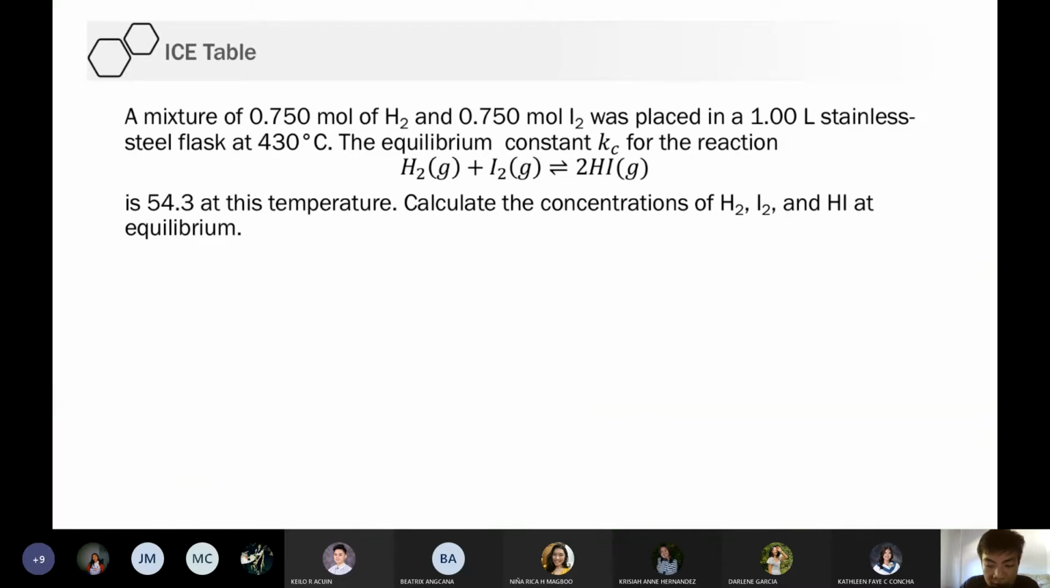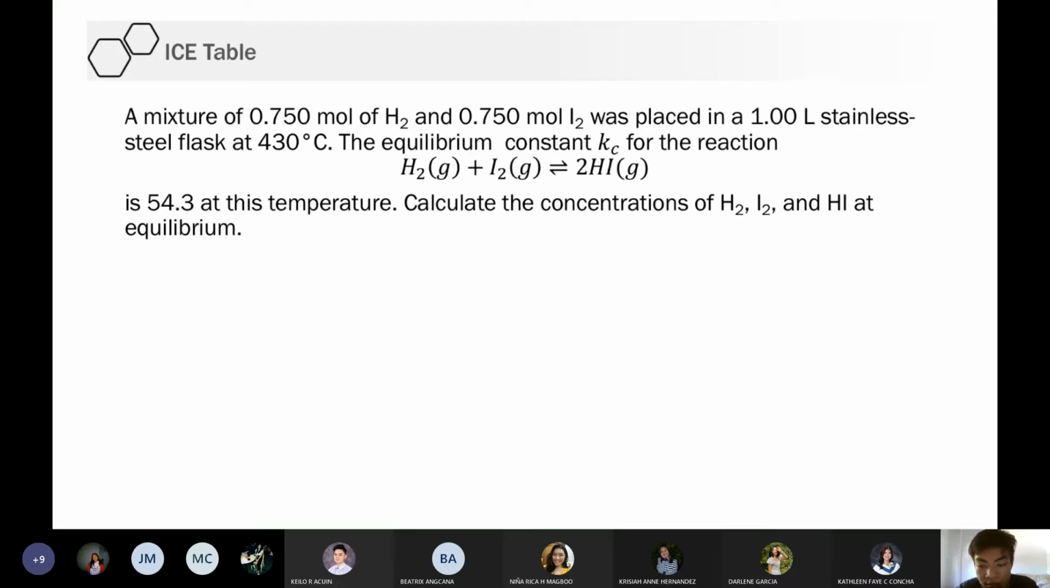So let's proceed with the second example. In this problem, a mixture of 0.75 mole hydrogen gas and 0.75 mole iodine was placed in a 1 liter stainless steel flask at 430 degrees Celsius. The equilibrium constant for the reaction is 54.3 at this temperature. Calculate the concentrations of hydrogen, iodine, and hydroiodic acid at equilibrium.